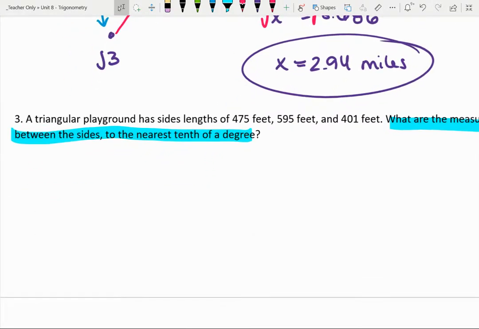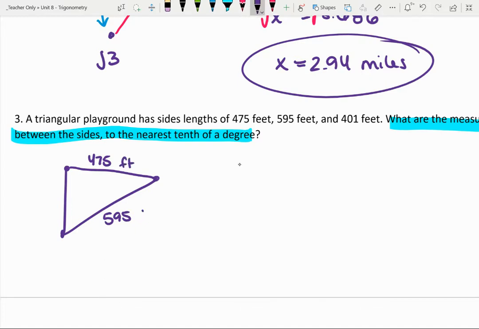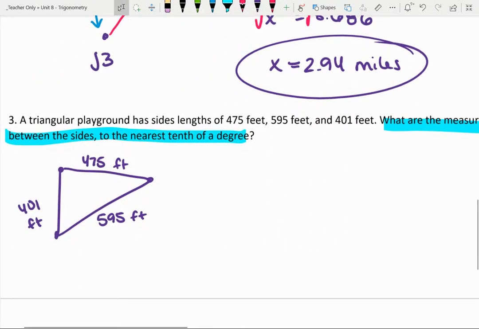So we have a triangular playground. Again, I'm just going to start with a picture. And we know the side lengths are 475 feet, 595 feet, and, whoops, not degrees, feet. And 401 feet. The question is, what are the measures of the angles? So now that I know that I have all three sides, having all three sides tells me I'm going to need to use the law of cosines.